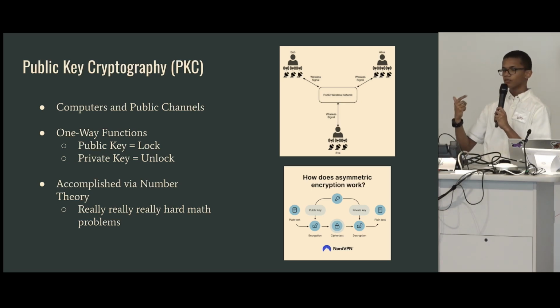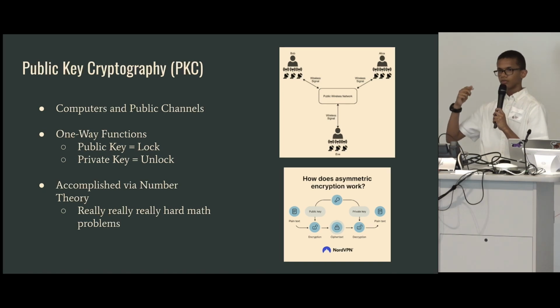The private key will be information that is only available to Alice or Bob, and that will do the exact opposite of the public key. It will break down whatever the public key did and thus give you the original message.